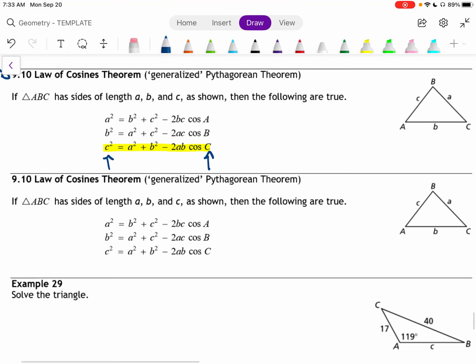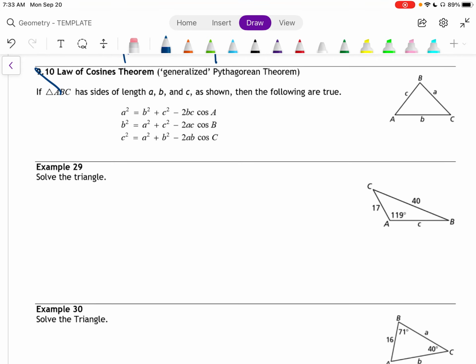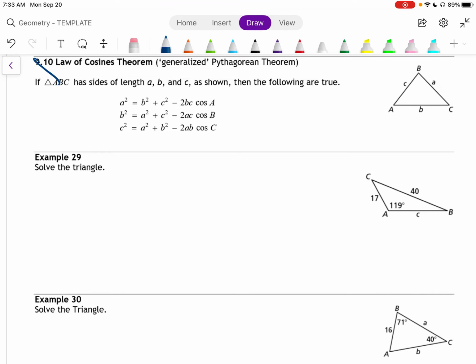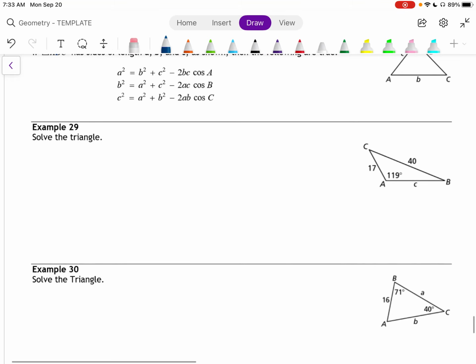And here I accidentally wrote that again. Number 29, we want to solve the triangle. And let me find a calculator. All right, I have found a calculator. Solving the triangle, it doesn't really matter which one we'll use. I'm going to use the law of sines just because we haven't done that one yet.